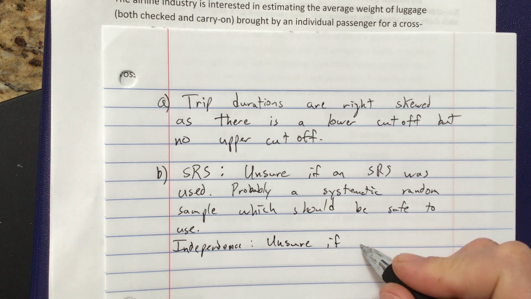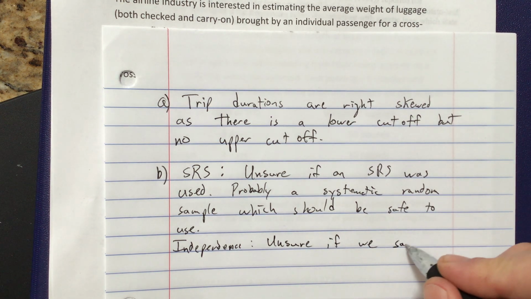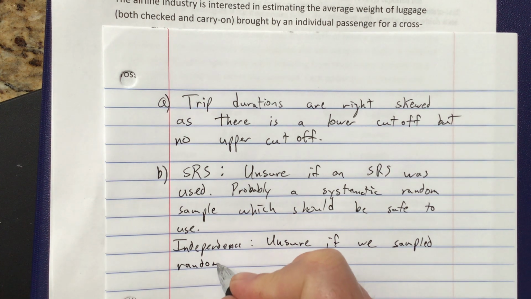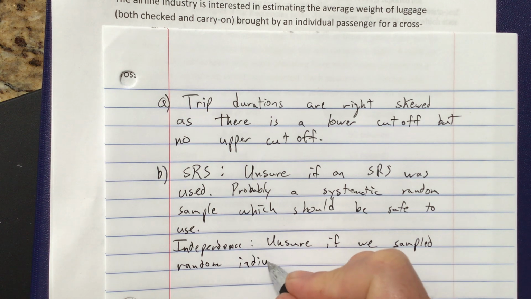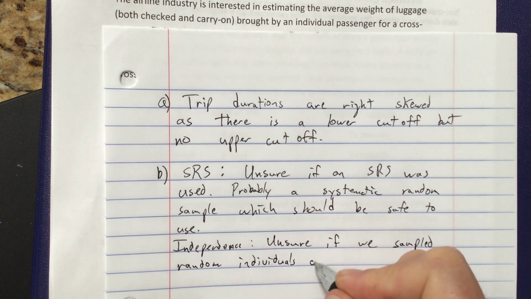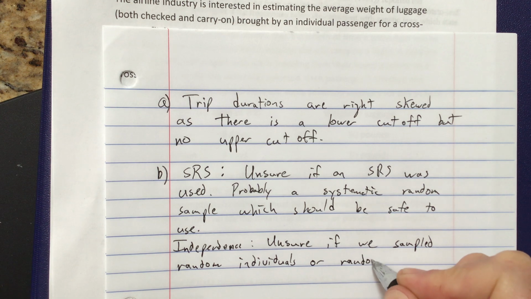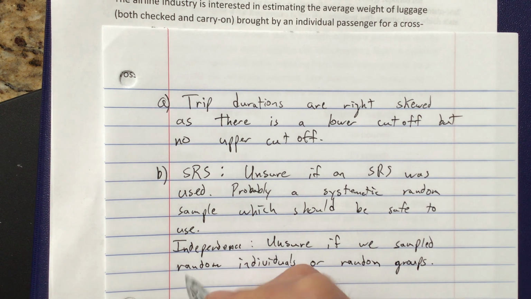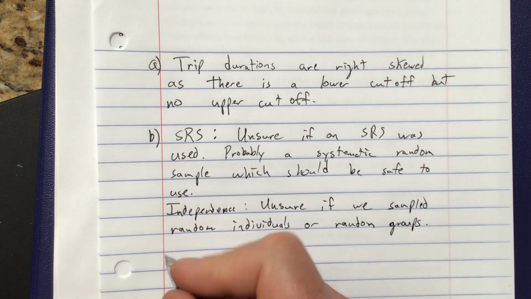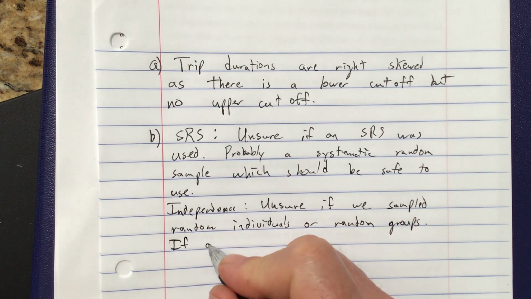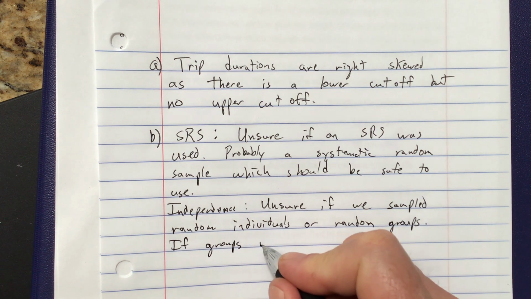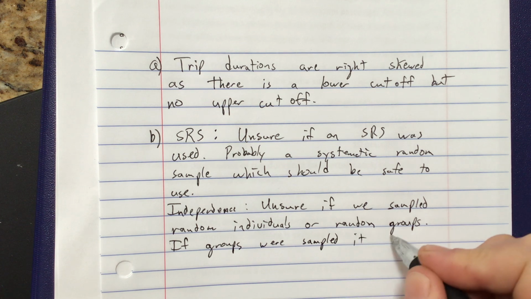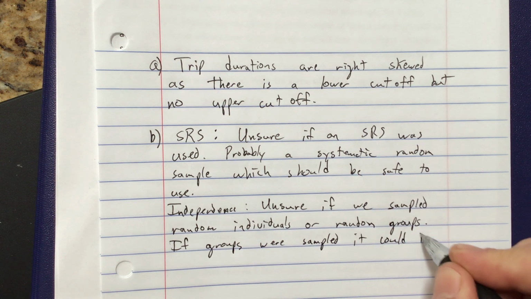If we sampled random individuals or random groups, if groups were sampled, it could invalidate our results.